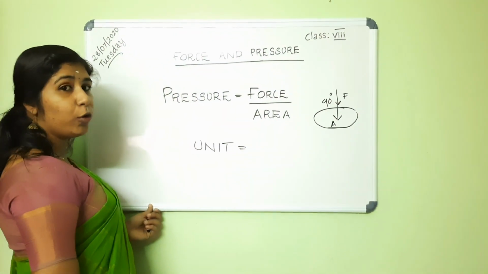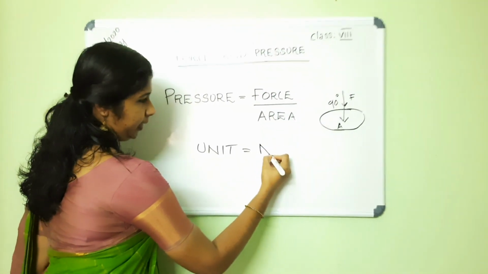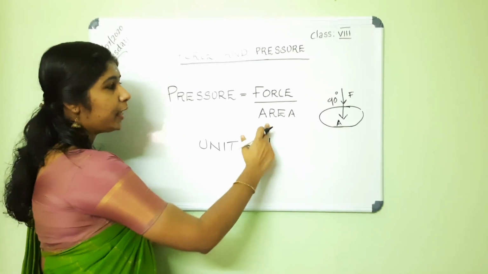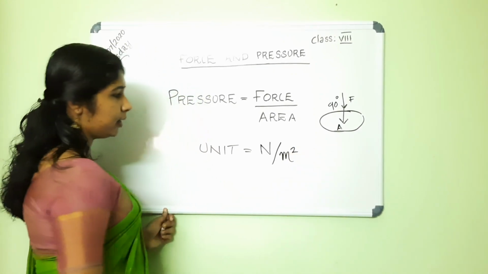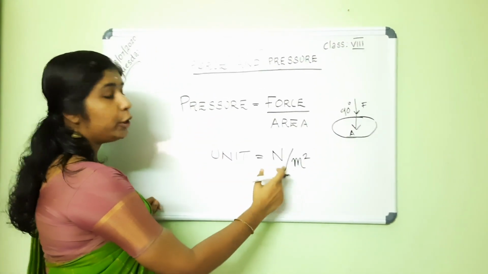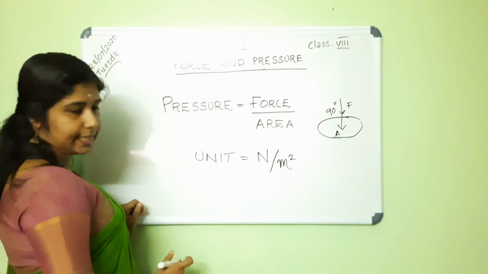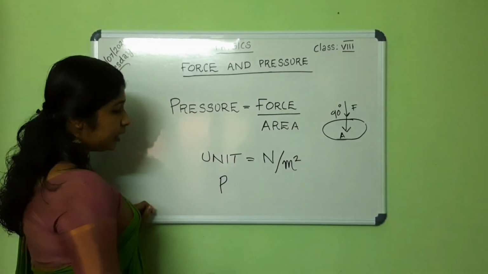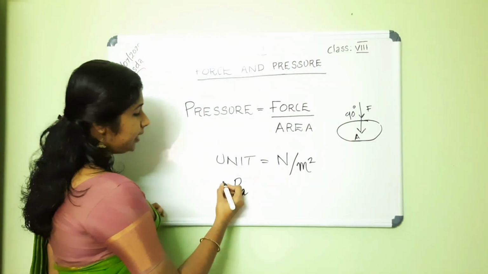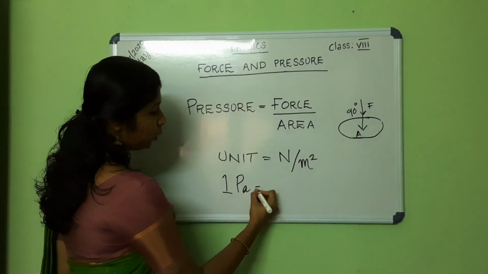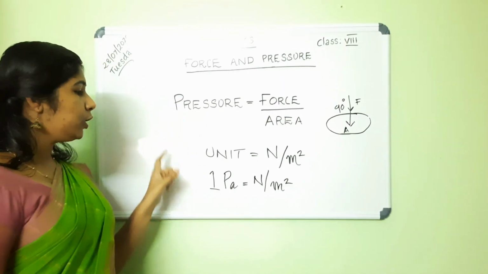Then, how can we write the unit of pressure? What is the SI unit of force? SI unit of force is Newton. Then, what is the SI unit of area? SI unit of area is meter square. So, the unit of pressure is Newton per meter square. And it's also called Pascal. Pascal is denoted by Pa, capital letter P and small letter a. That is, 1 Pascal is equal to Newton per meter square, which is the unit of pressure.